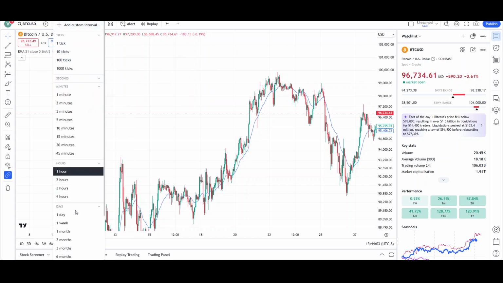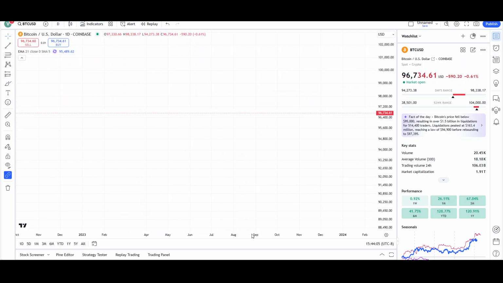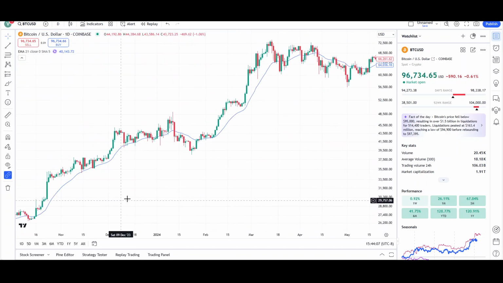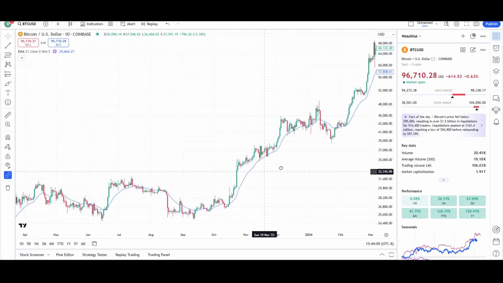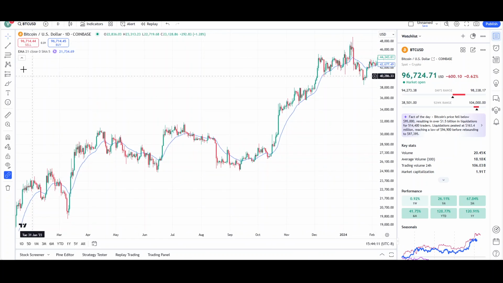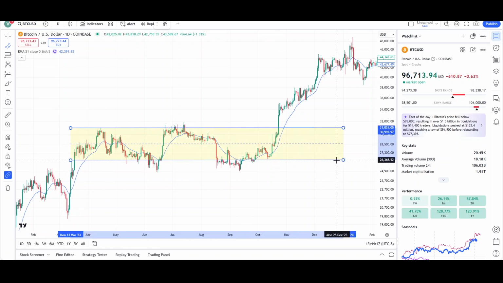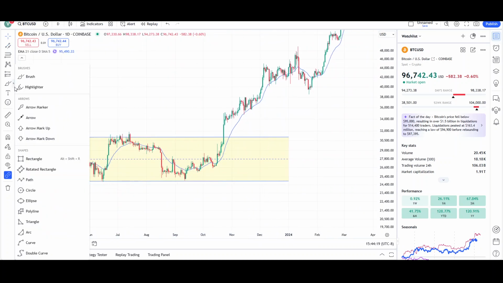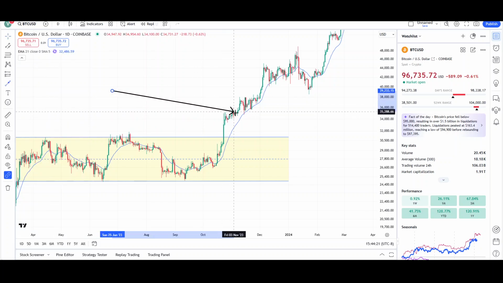So this is the 1 hour. Let's go back to the daily. I want to show you guys something real quick. So let's go back to right about here. So you see how there was a consolidation pattern before that breakout into late 2023. This was the consolidation pattern. And look what happened. Price broke out, and then it barely could drop. Every time you saw a large drop, it was bought back up.